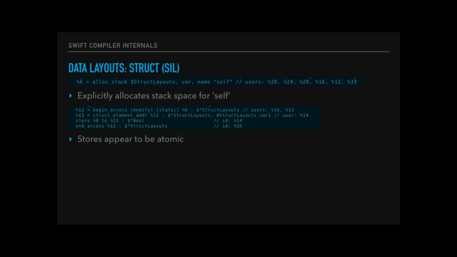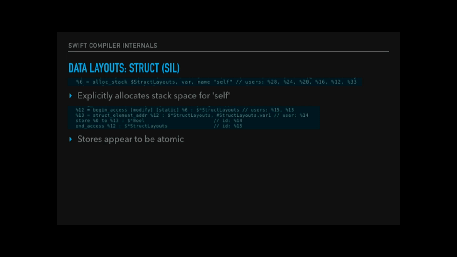So now we're actually going to look at the specific function calls and some of the specific data layouts so that you guys can maybe finally read some of this text. Oh man, you can totally read that. That's awesome. All right. So the first thing that we do is on the stack, alloc_stack struct layout var name self. Hey, it allocates self on the stack. I'll talk about this a little bit later, but we know that structs get allocated on the stack. We're good there. And then it starts doing this storage. Each individual store seems to be atomic because there's this thing called begin_access [modify] [static] for each individual element.